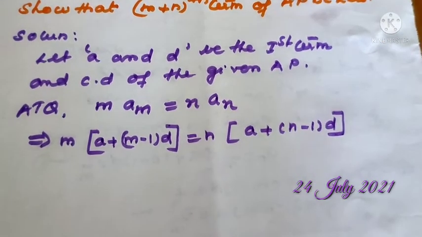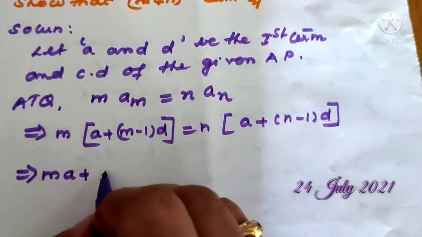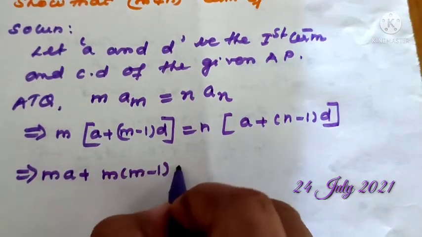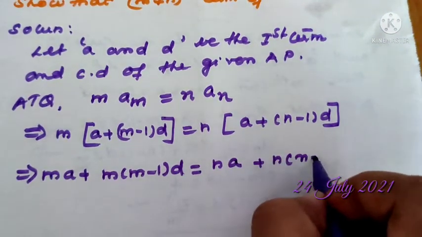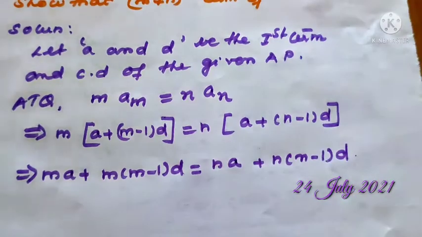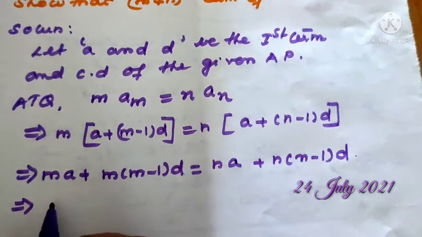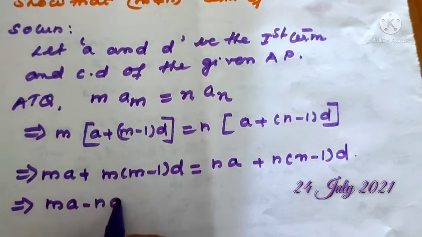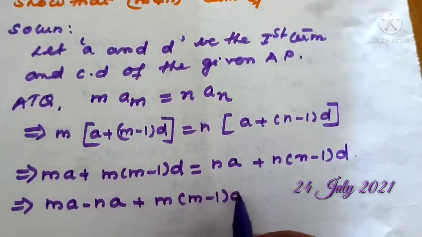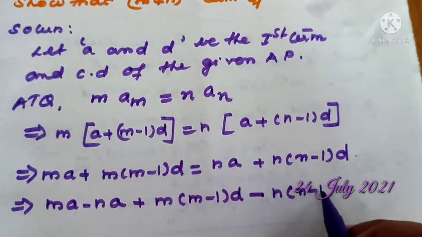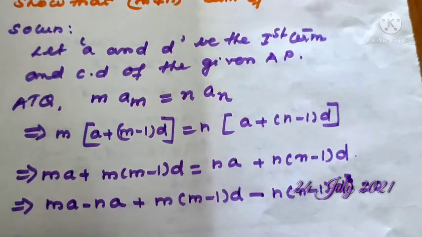Right? What is the next step? Expand the bracket only. ma + m(m - 1)d = na + n(n - 1)d. Now the a terms we are bringing to this side, so ma - na. Similarly, m(m - 1)d - n(n - 1)d equal to 0.